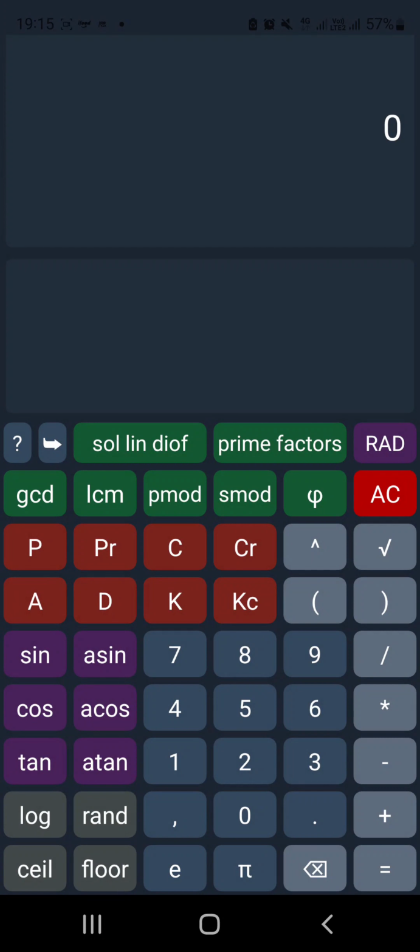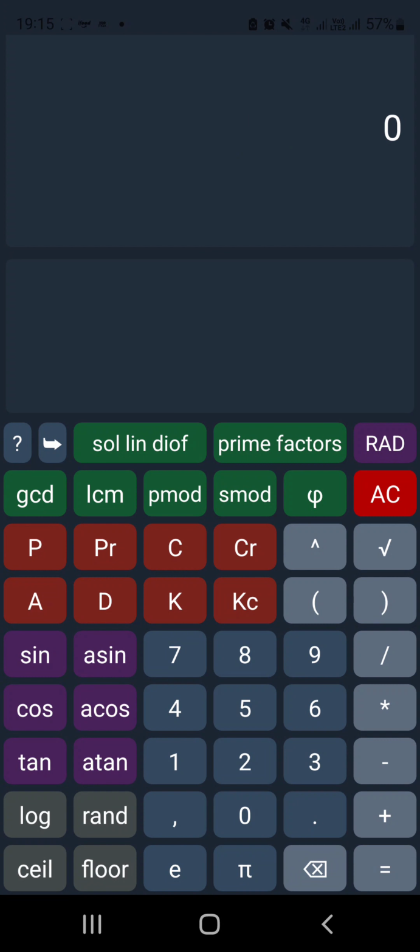Let's start with GCD. We press GCD, type 15 and 35, and when pressing equals, we get the GCD. This can be combined with other operations and functions. The second function, pressing LCM and typing 15 and 35, the result will be 105.